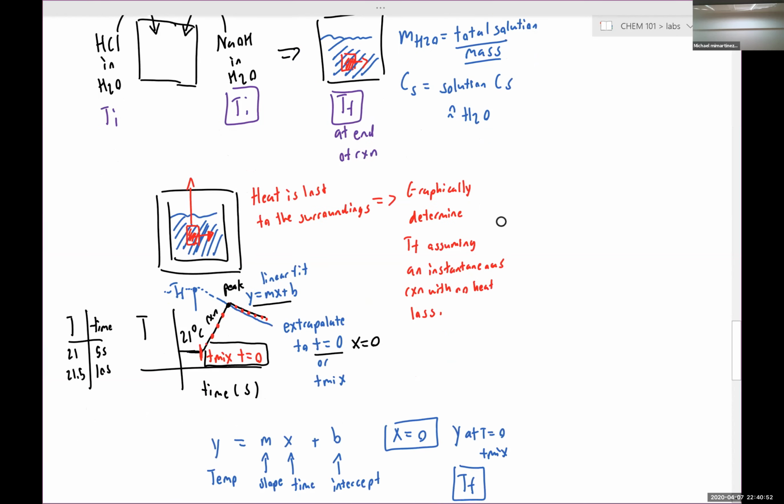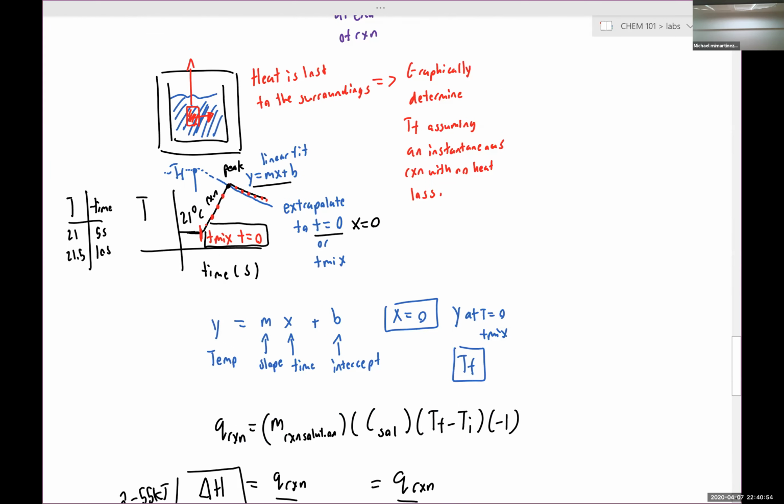So heat is lost to the surroundings. So you're going to plot temperature as a function of time, and you're going to plot the data points after the temperature begins to drop from the peak and fit it to a linear fit. Then you're going to plug in and extrapolate to T mix, which is time is 0.